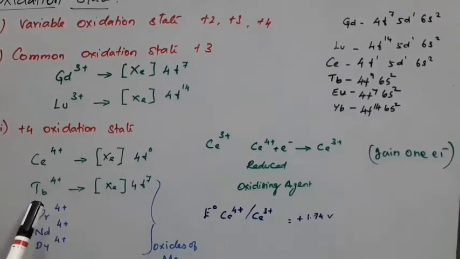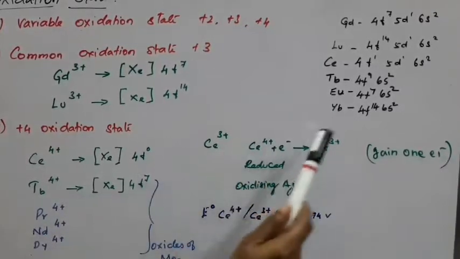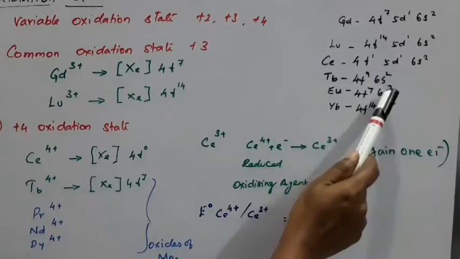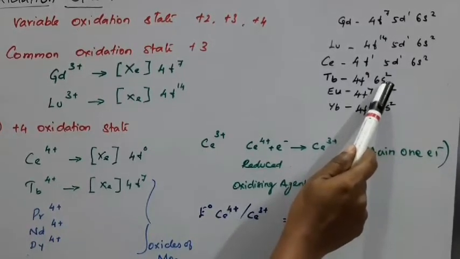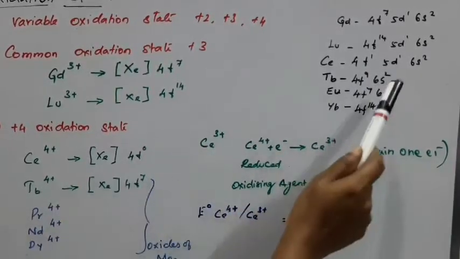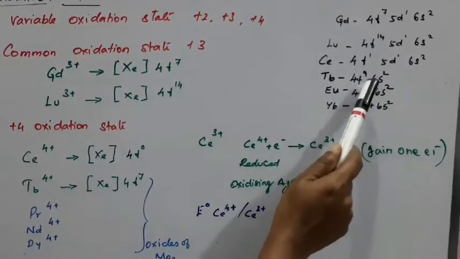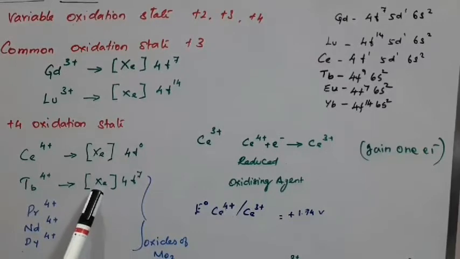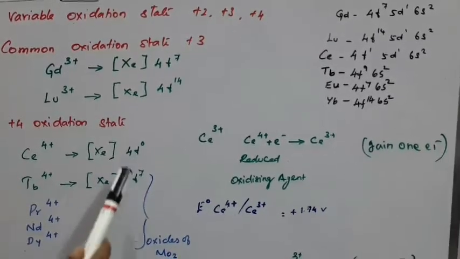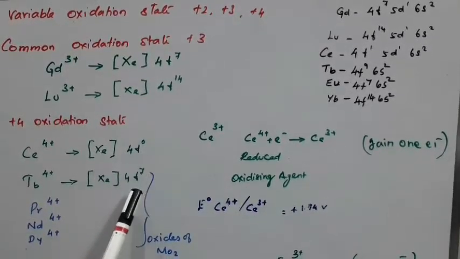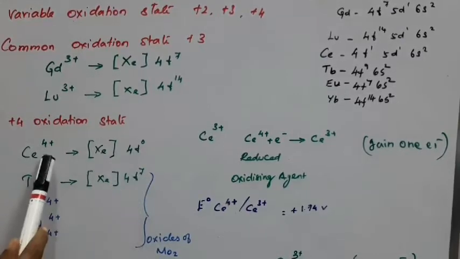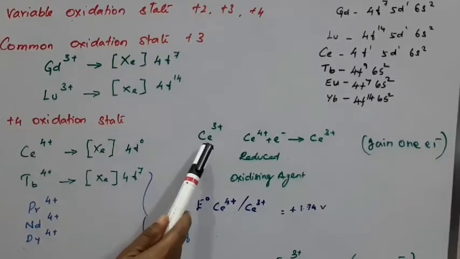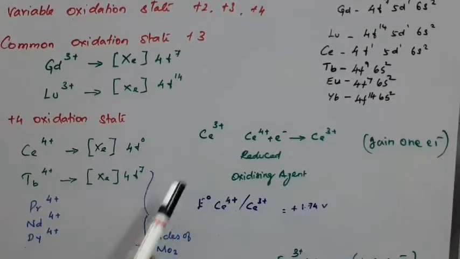The same thing for terbium also. Terbium's configuration is 4f9 6s2, and on removal of 4 electrons it becomes 4f7. Okay, so this is a half-filled stable configuration of xenon core element. So see here, this is full-fill and half-fill in the +4 oxidation state. But in this series, cerium 3+ is the common oxidation state.